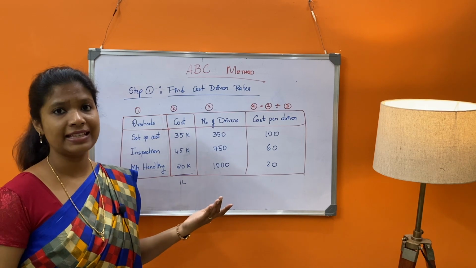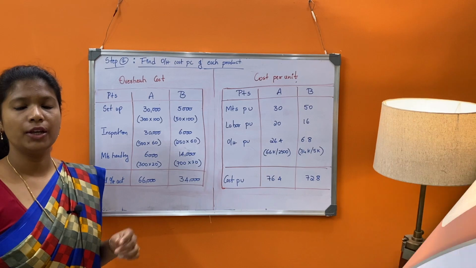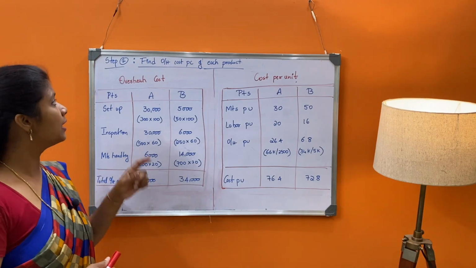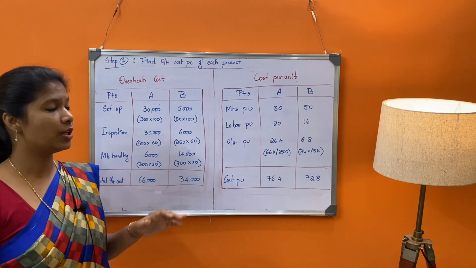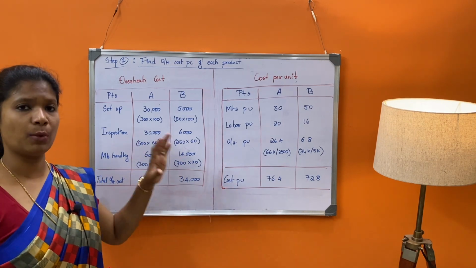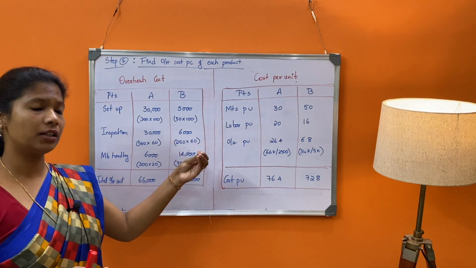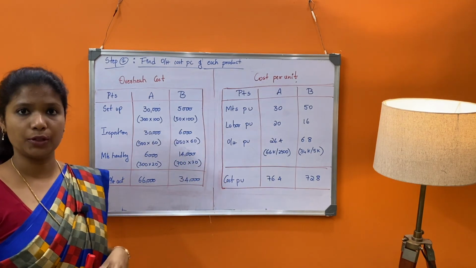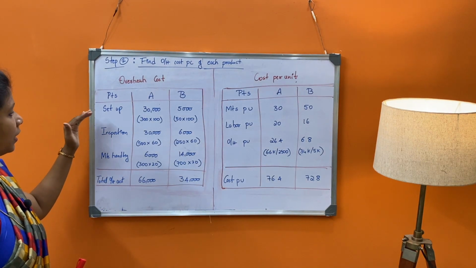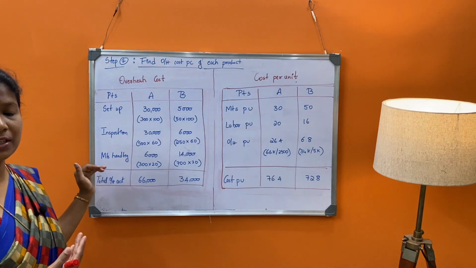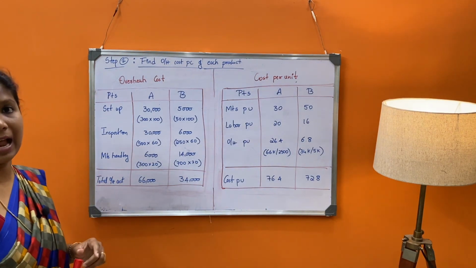Let's move on to the second step, finding the overhead cost per unit of each product. Here we have 2 tables, right? In one table we are finding the total overhead cost, and in the second part, we're going to find the cost per unit of each product. Starting with the first, we have 3 different activities, or cost drivers: the setups, inspections and material handling.